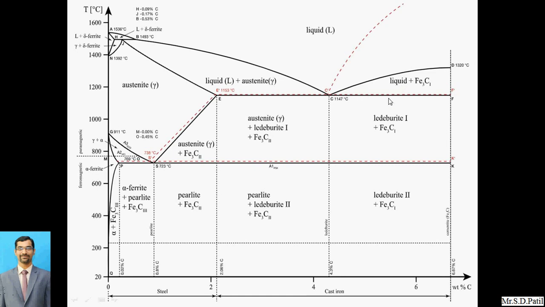Now when we come to this particular phase, this will be converted into Fe3C, and this portion will be liquid plus Fe3C. Now when the temperature drops again, here we will get the alpha ferrite. So this portion will be the combination of alpha ferrite plus austenite. Now here it will be austenite plus Fe3C. This portion will be converted into ledeburite because it is a combination. So austenite, ledeburite plus Fe3C. Here will be ledeburite plus Fe3C.